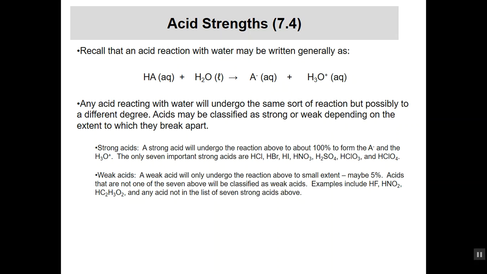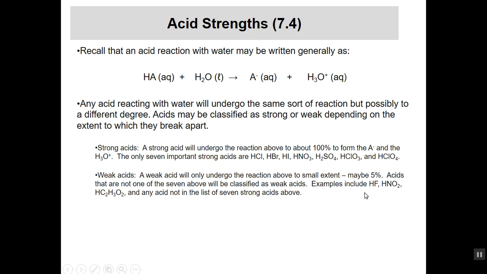How can we tell who's weak and strong? Well, telling who's weak and strong is a matter of pretty much knowing who's strong. There are 7 strong acids: HCl, HBr, HI, nitric, sulfuric, chloric, and perchloric acid. Those are known as strong acids. You put them into water, they break up virtually 100%. You put them in other things, they may not do that, but water we're talking about here, they're going to break up 100%. Weak acids, then, are an easy list to know, because if you know the 7 strong acids, then everybody else we consider to be weak.